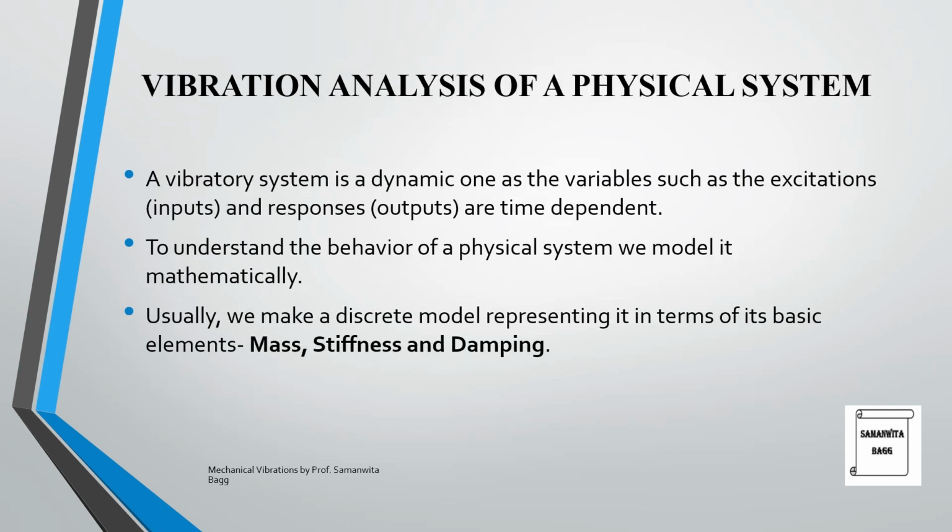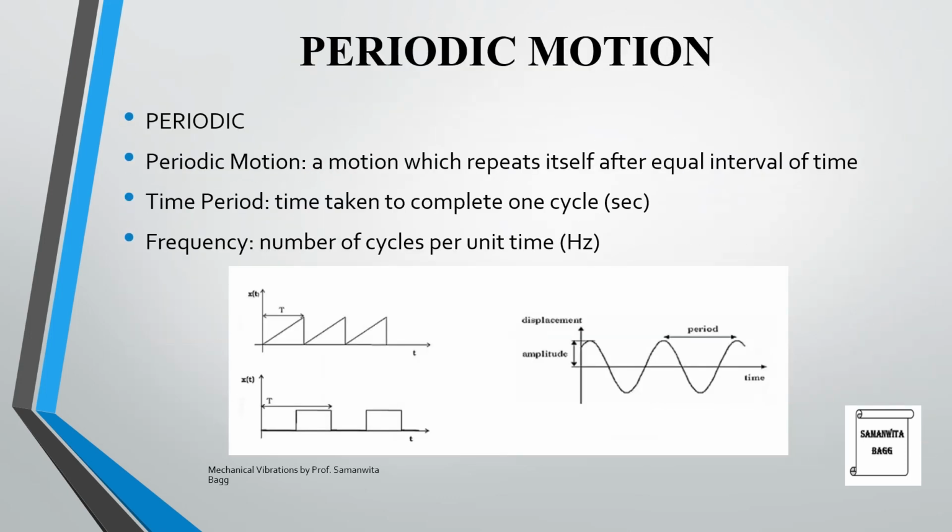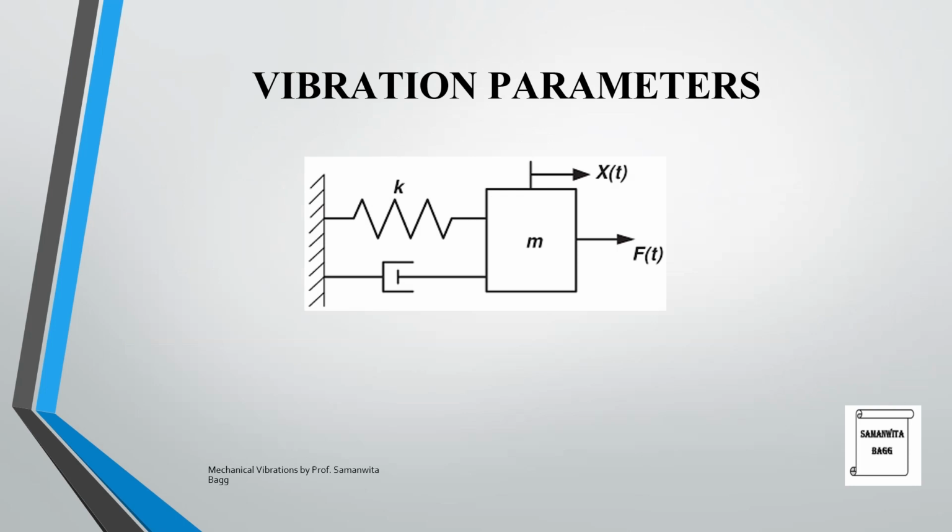Vibration analysis of a physical system. A vibratory system is a dynamic one as the variables such as the excitations, that is inputs, and responses, outputs, are time dependent. To understand the behavior of a physical system, we model it mathematically. Usually we make a discrete model representing it in terms of its basic elements: mass, stiffness and damping. I just showed you this diagram here. This is the basic representation of a vibratory system in the form of spring, mass and damper.